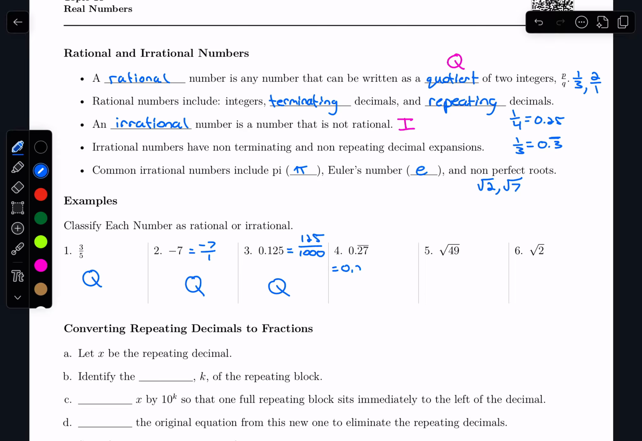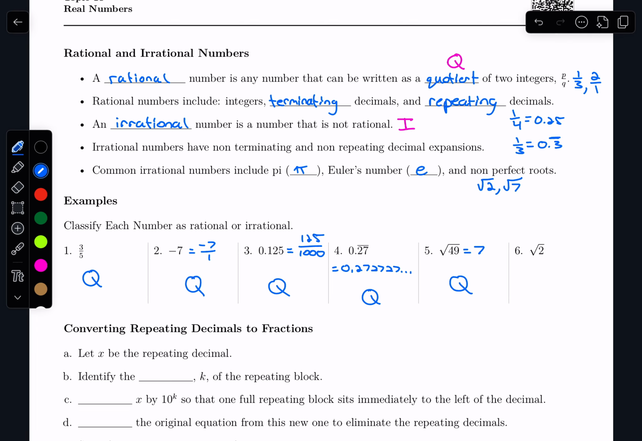Number 4 is 0.27 with a bar over the 27. So this means it's 0.272727, where that 27 keeps going. We're going to see in this lesson how to turn that into a fraction, but take my word for it for now, that because it repeats, this is a rational number. Number 5 is a perfect root. So the square root of 49 equals 7. That is just an integer, so that's rational.